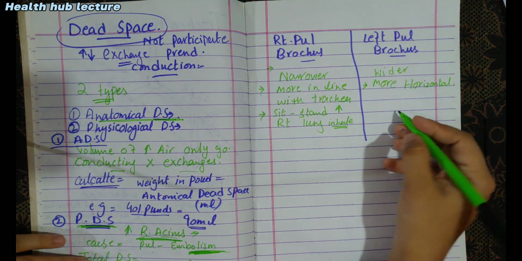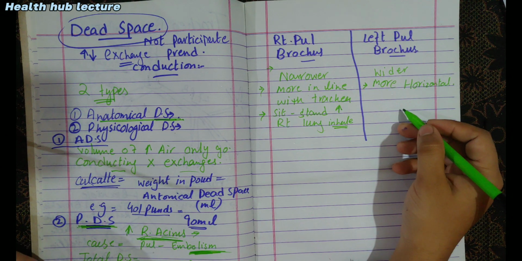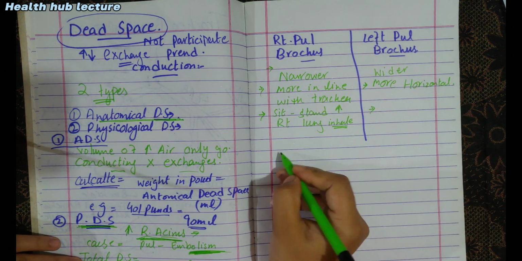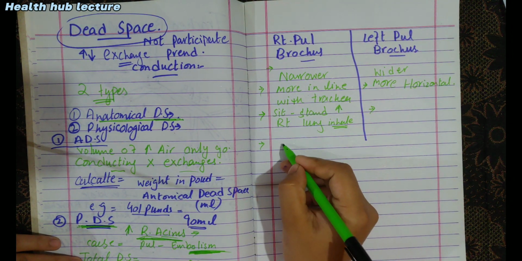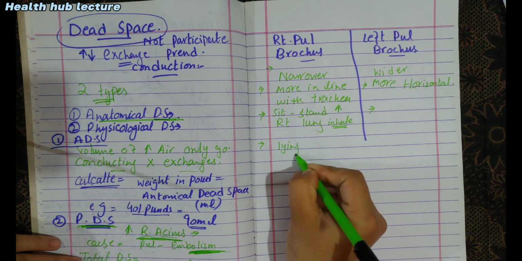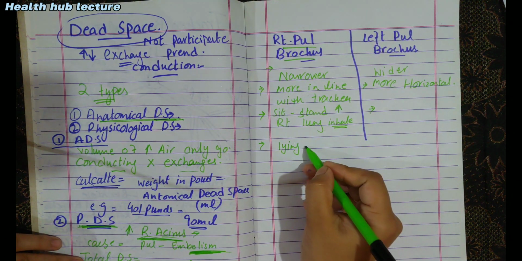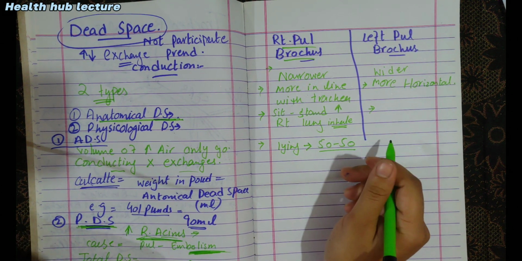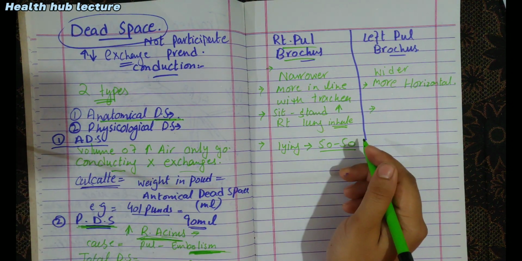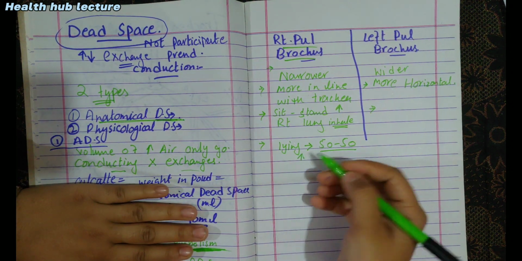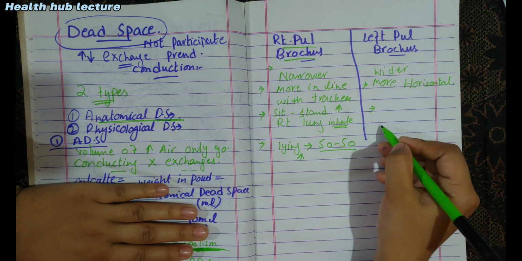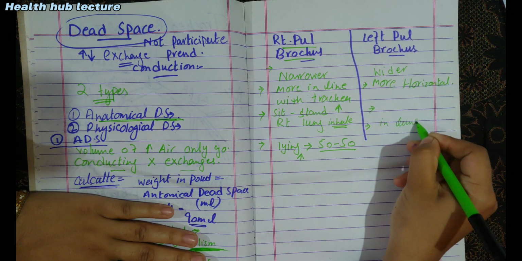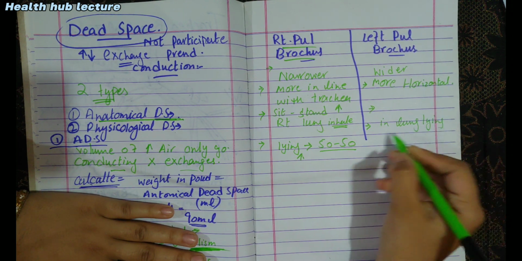Okay, and when we are in the laying position, it is the alternate of this one. The other difference is that when we are in the laying position, in the right pulmonary bronchus, the aspiration is 50 to 50. It means it's 50-50 aspiration, maybe inhale or maybe exhale. And so the chance of aspiration in the lungs when we are in the laying position is 50%.